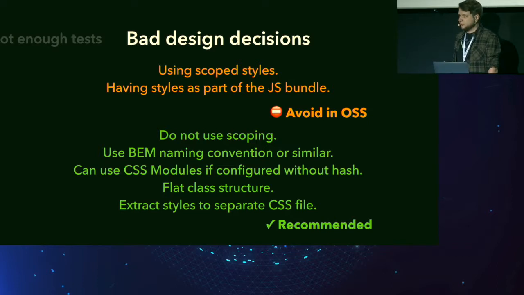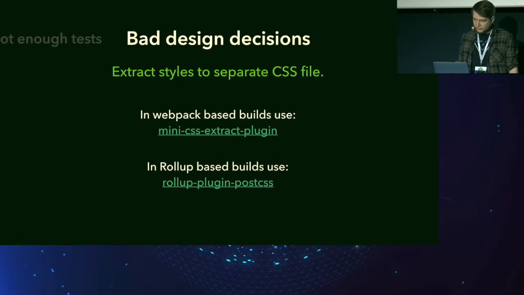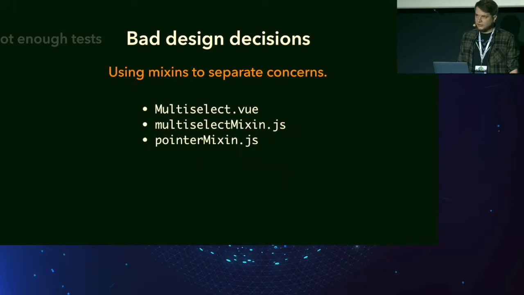You can also use CSS modules if you configure it so that you don't use the hashing at the end of the class. So it's quite easy to let the user override those styles. Also, make sure that the classes are structured flat so that you don't increase the specificity for some of those classes. Also, make sure to extract the CSS, and for that there are two plugins, one for Webpack and one for Rollup.